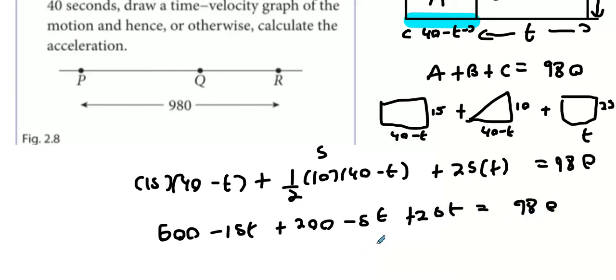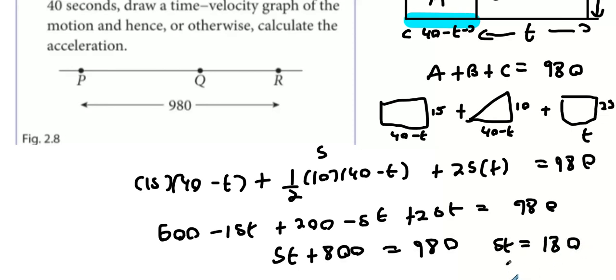Now, your t's, we're going to end up with 5t on this side, plus 800 equals 980. 5t equals 180. This makes t 36. Good man. Have I answered the question yet? No. So, what's 40 take away t? That's 4 seconds, and that's 36 seconds.